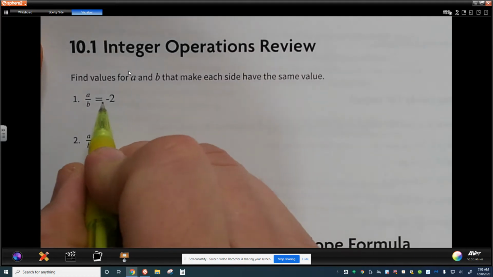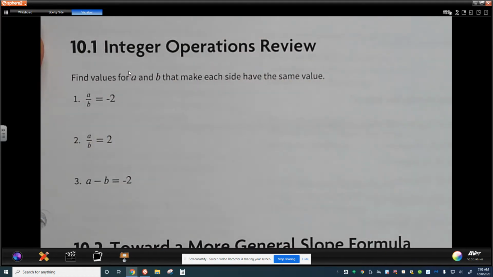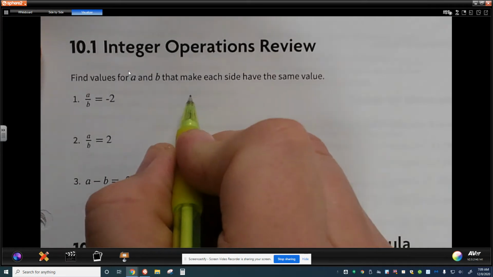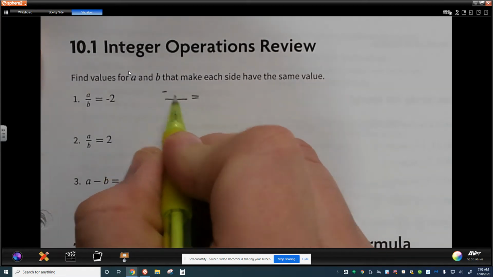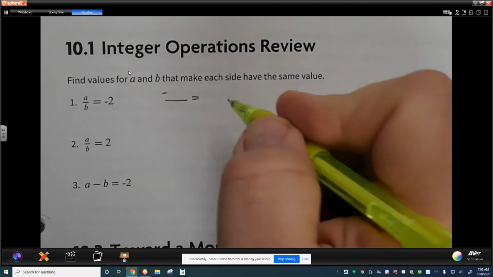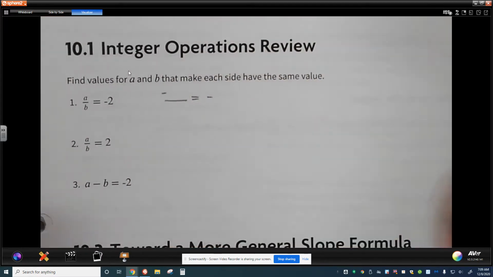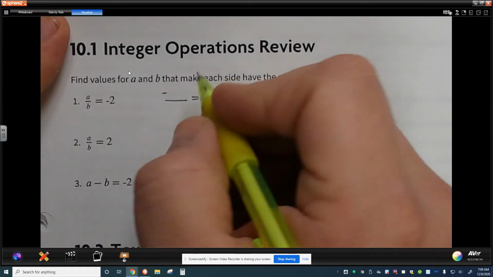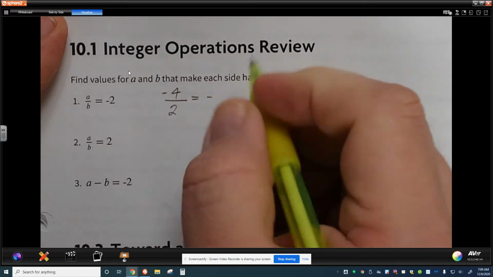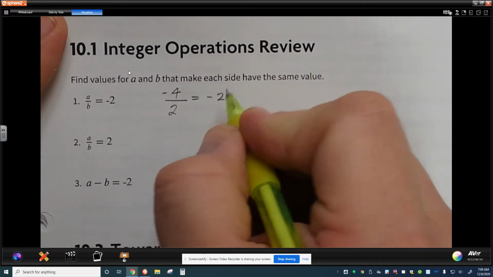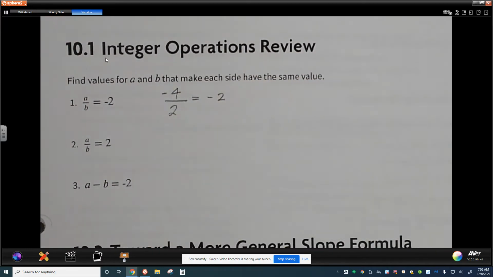What I need to know with number 1 first off is that when I divide a positive and a negative, so let's say I take a negative number divided by a positive number, I'm going to get a negative quotient. So let's think about something that gives me a quotient of -2. Perhaps I could say A is -4 and B is 2. And I know that -4 divided by 2 is -2.